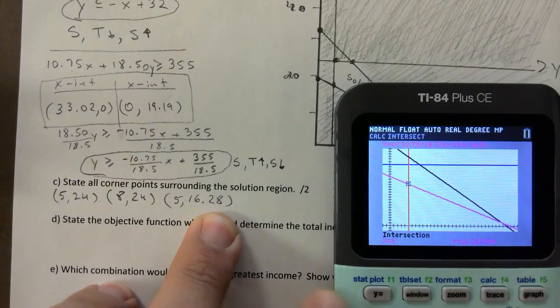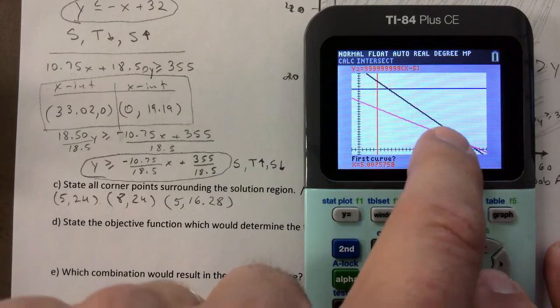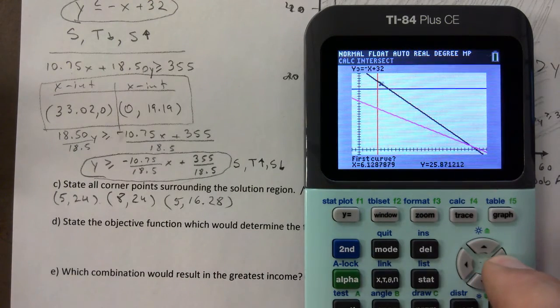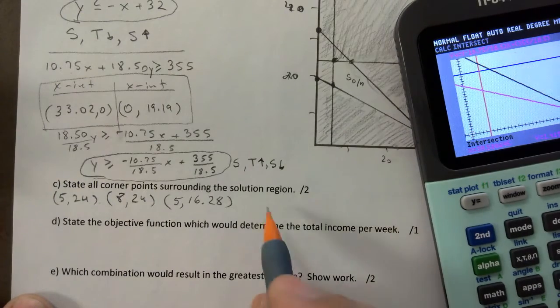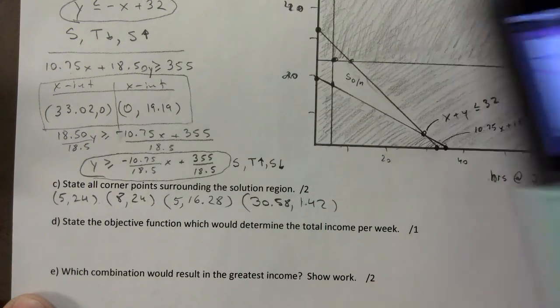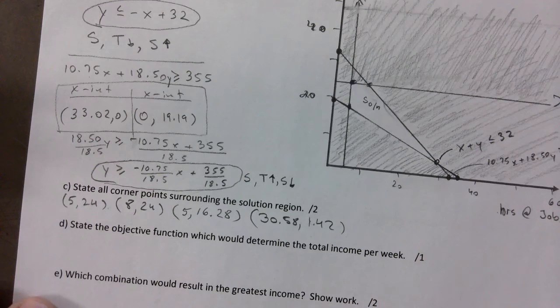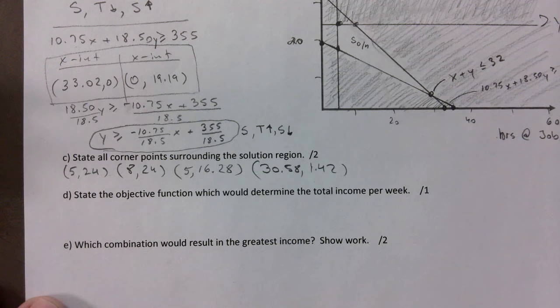And then this one down here, that one you should all know how to do. But if you don't, just jump until it's the intersection between the black and the pink for me, right? You don't have to get closer to it, but I'm just showing you, enter. It just happens to jump to the pink one, enter, enter. So it's 30.58 and 1.42. You round it. Did you state this one and the rounded version?